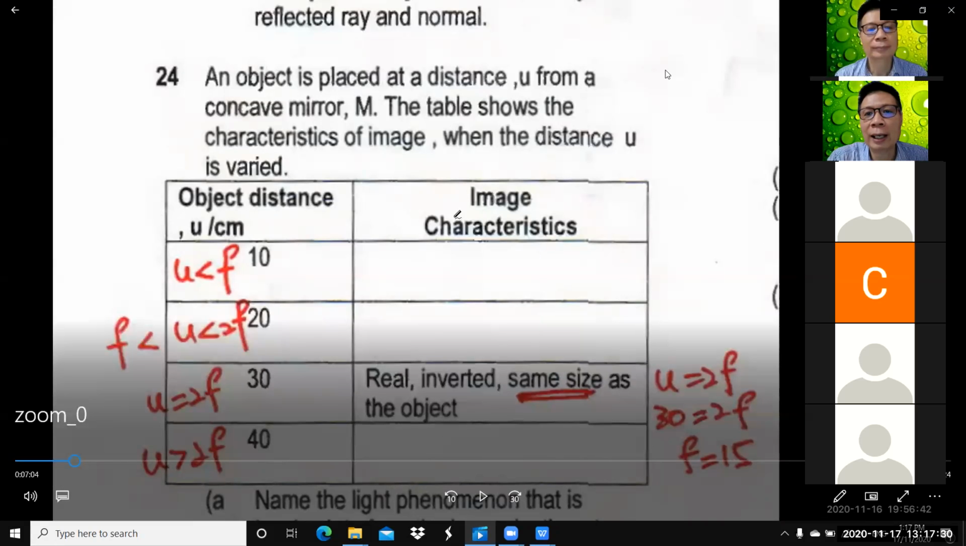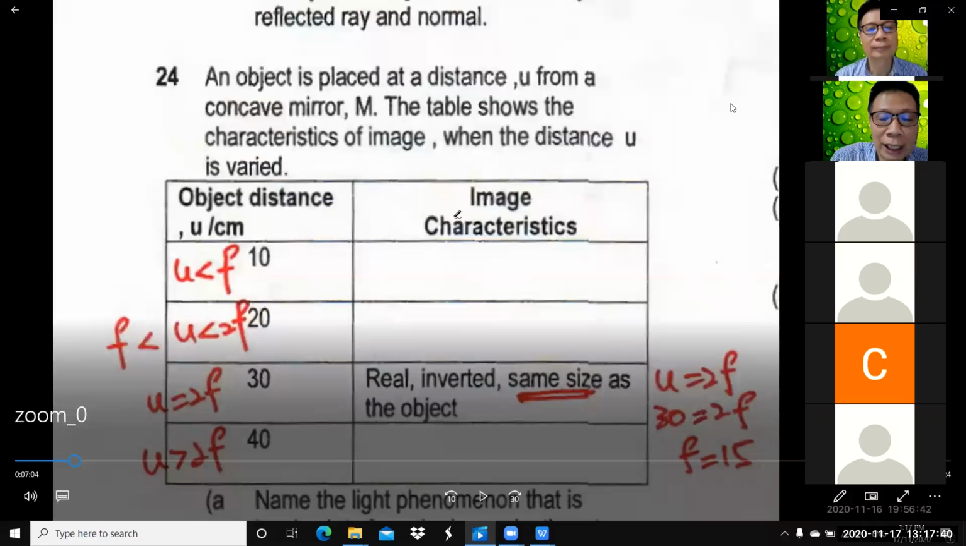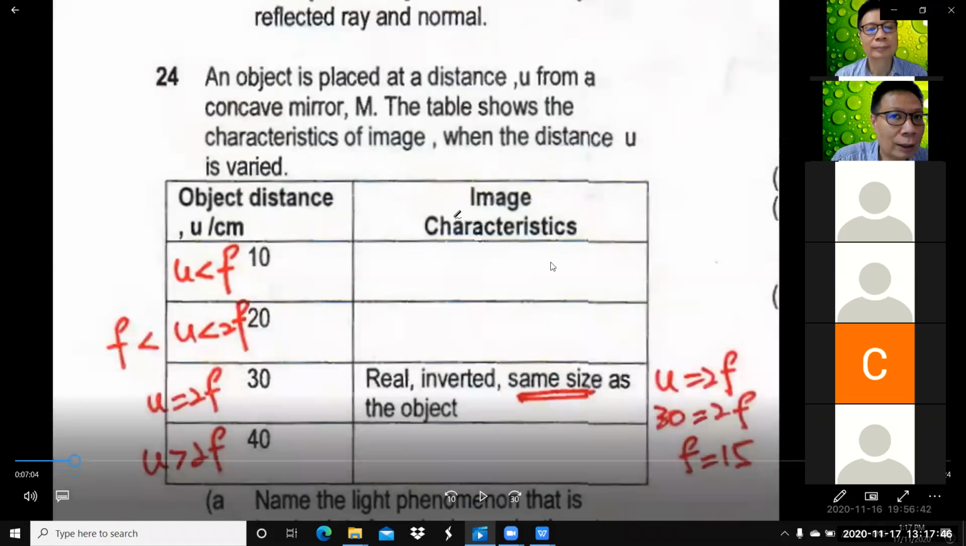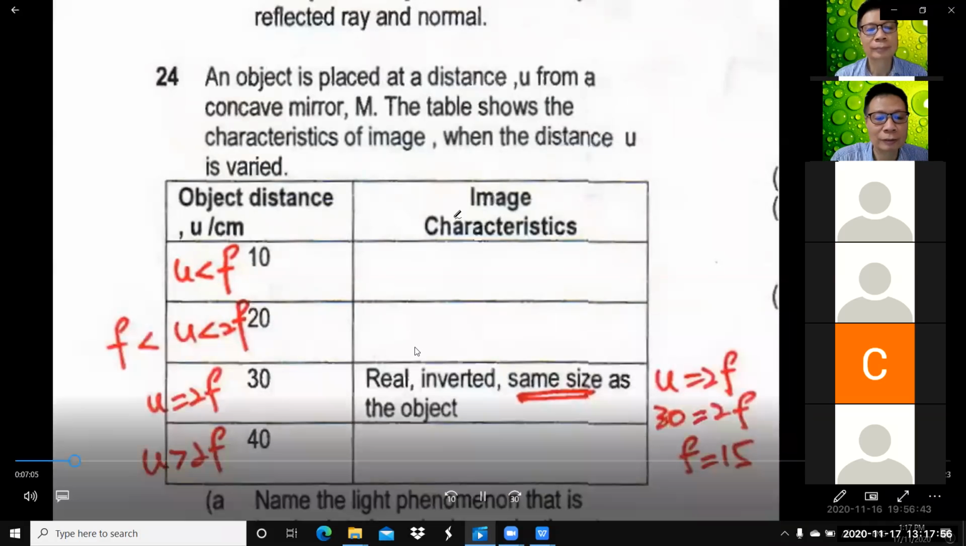Then the last one, Liu Jia Jia. Are you there? Yes, sir. Liu Jia Jia, can you answer the last one? Real, inverted, and diminished. Yes, correct. So everything is correct. All right, I think we finished this one. Okay, we move on to the next part.